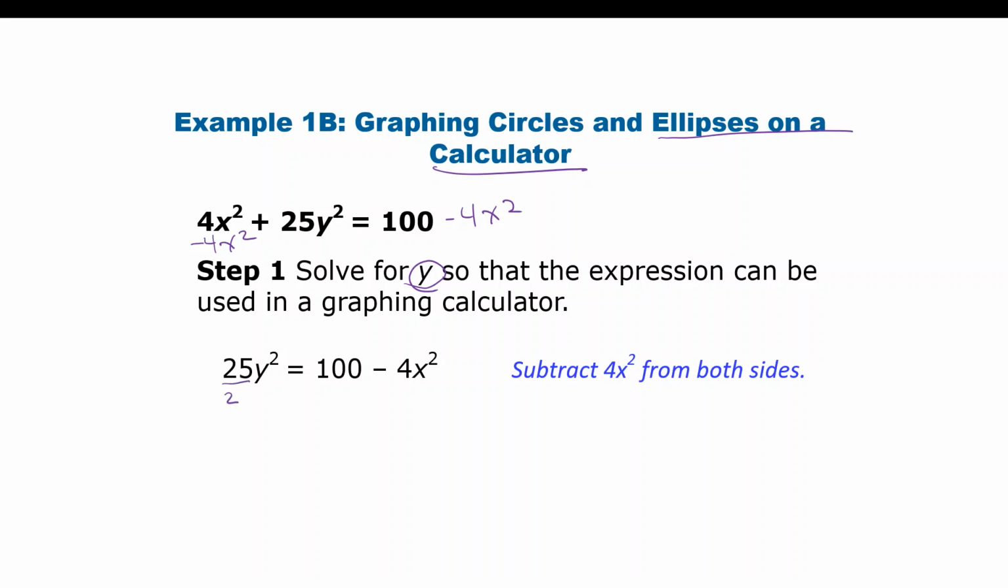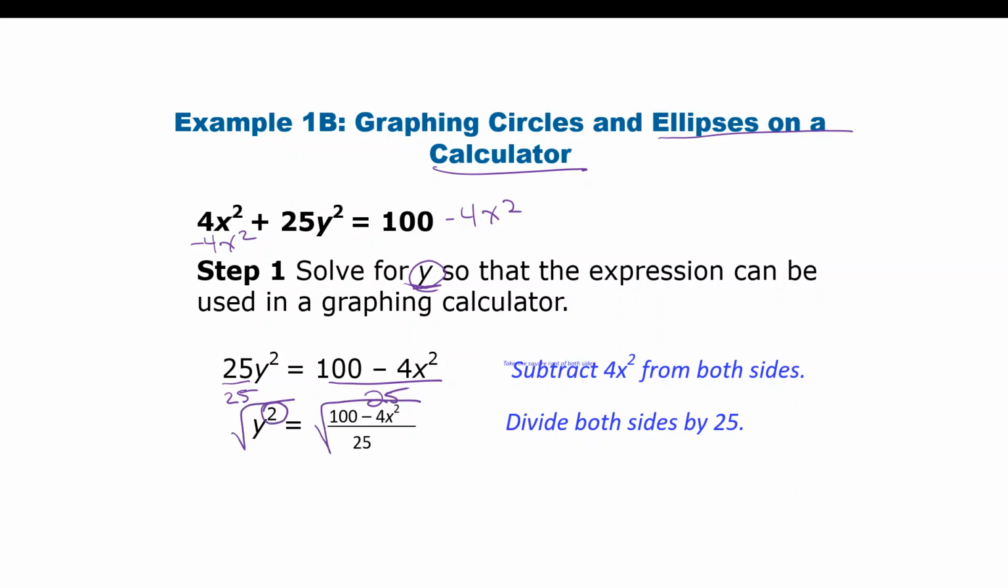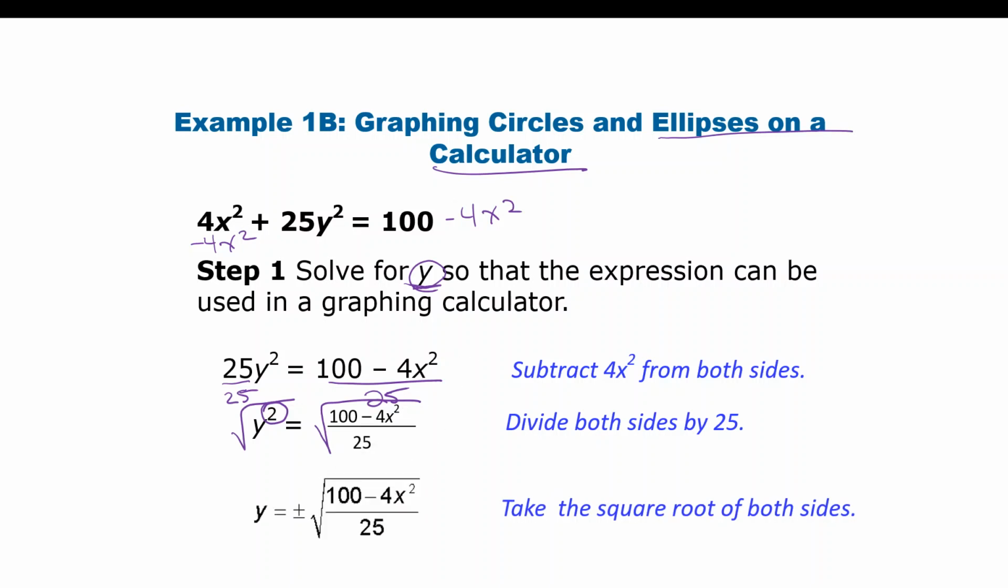The next thing we want to do is divide both sides by 25. All right, and when we do that, we end up with y squared equals 100 minus 4x squared all over 25. Now, we still don't have what we want. We don't have it plain y. We have y squared. So remember, in order to solve for that, we're going to need to take the square root of both sides, and we end up with y equals plus or minus. So notice we're going to have to put in your calculator both the plus and the minus.